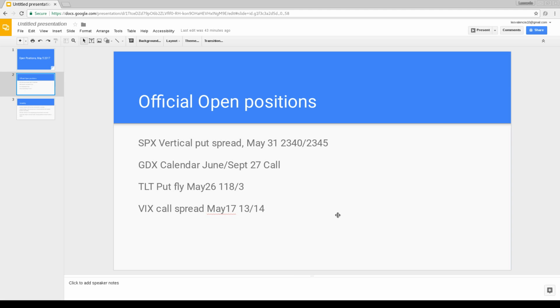We have an SPX vertical put spread for May 31st. This is not quite an official position. This is something that I designed for you guys, and I noticed that a lot of people started entering into the put spread. We were supposed to wait until the market hit a little higher, but well, it's a good way to play downside, and it's a cheap way to play downside.